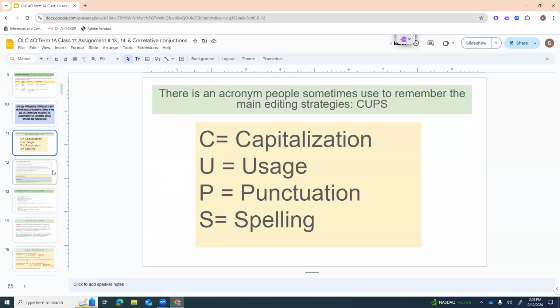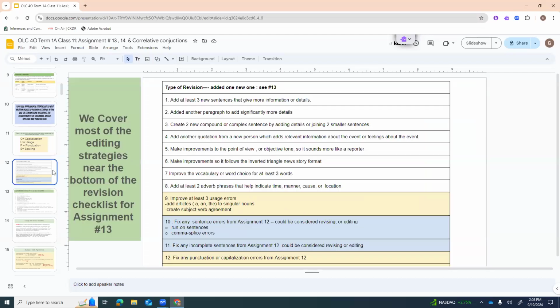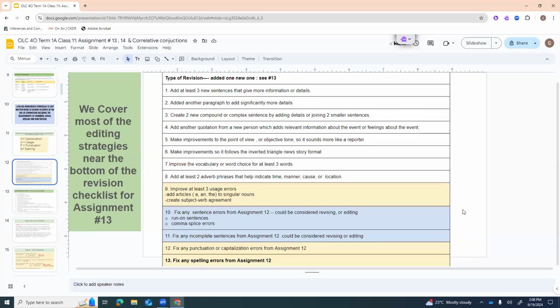I would revise by looking for all the capitals, looking for the usage errors. It's just kind of the easiest way. Now, we've already covered most of this in yesterday's class. However, we skipped over number 9 because it's really part of editing. We just finished up talking about number 11. And then 12 is the punctuation or the capitalization.